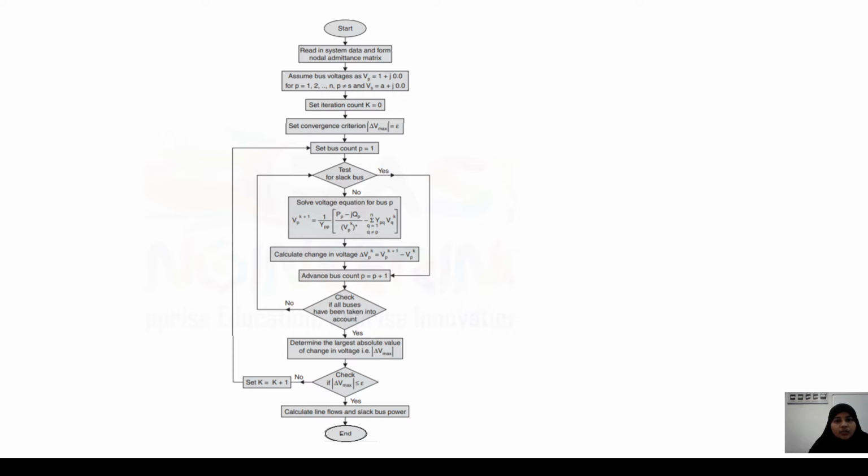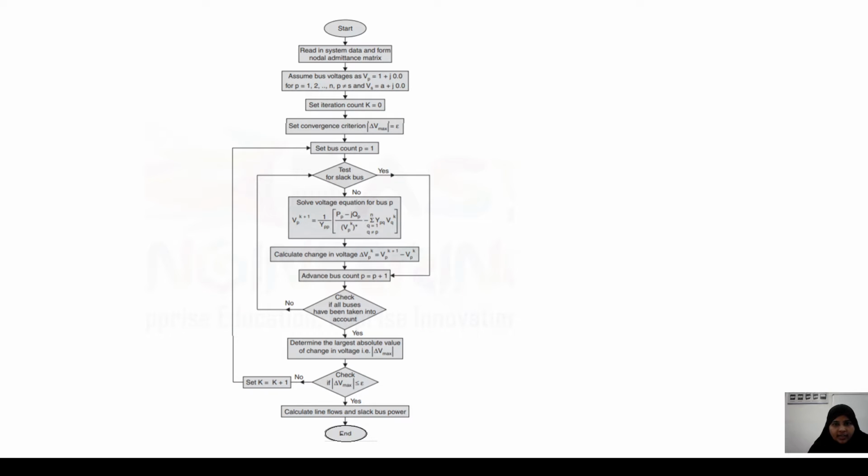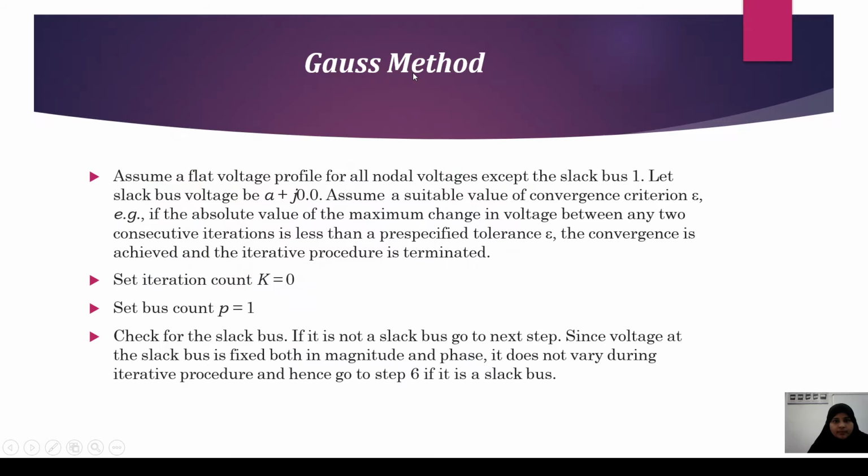Now assume bus voltage Vp is equal to 1 plus J0 for P is equal to 1, 2, 3 and so on till N, and P is not equal to S, and Vs is equal to A plus J0. Set iteration count K is equal to 0. Next step is to set the convergence criterion, mod of delta Vmax is equal to epsilon. First, we are assuming a flat voltage profile for all nodal voltages except bus 1. Let the slack bus be A plus J0. So here we have written A plus J0.